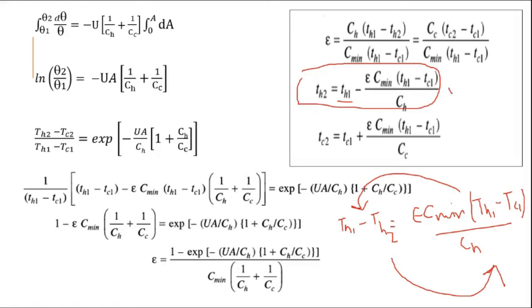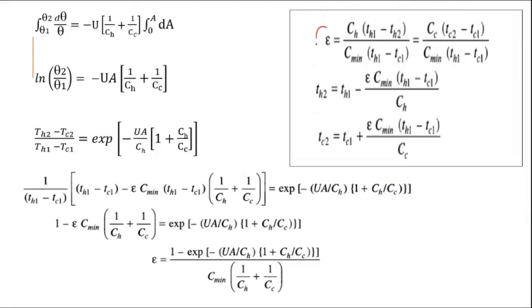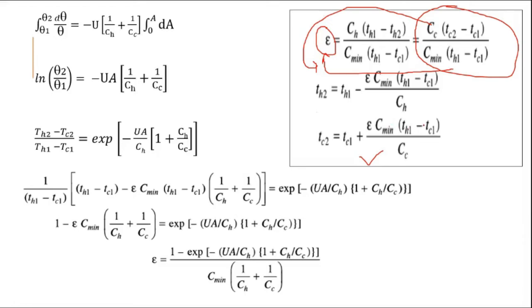So any doubt in this relation? No, sir. Okay. Similarly, from the second relation, epsilon is equal to Cc (Tc2 minus Tc1). What we can do, we can transport this C min on this side. We can transport this Cc to the denominator, and this Tc2 value will be equal to Tc1 plus epsilon C min (Th1 minus Tc1) divided by Cc. Is this part clear, or should I write it step by step?